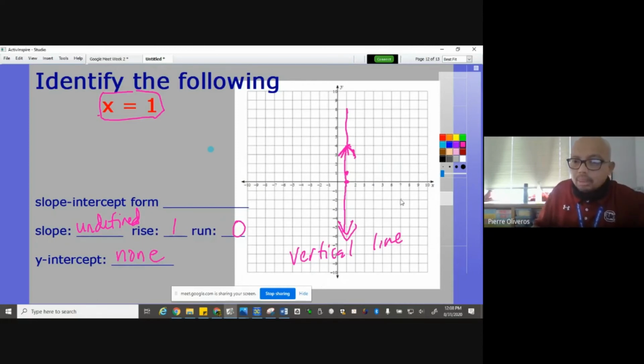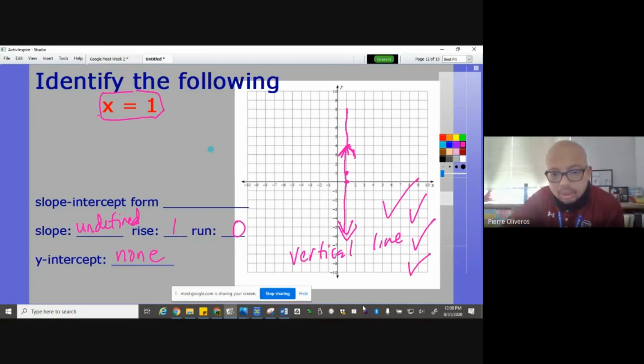I hope you guys learned about linear relation, standard form, slope intercept form, the behavior of the slope, and graphing the lines. Okay, I hope you learned something. Kaboom.